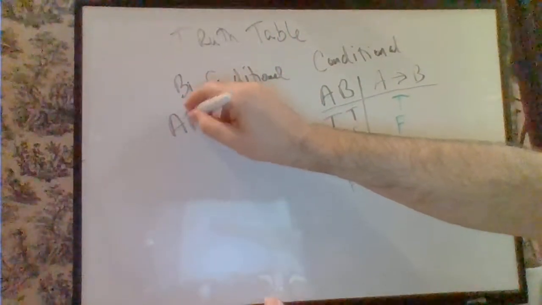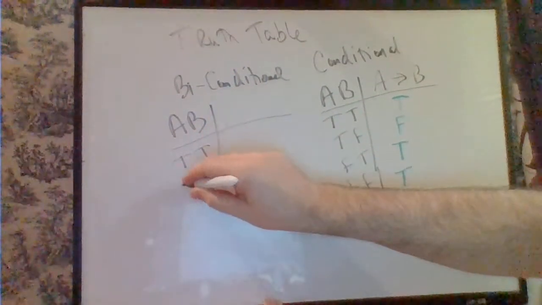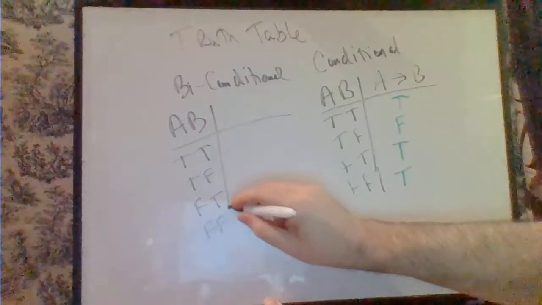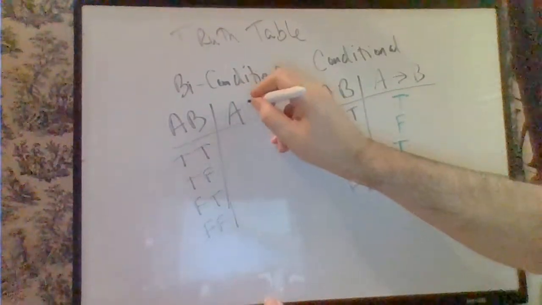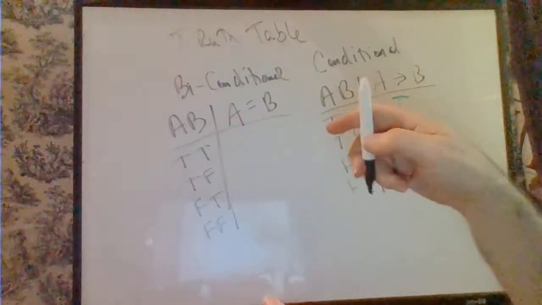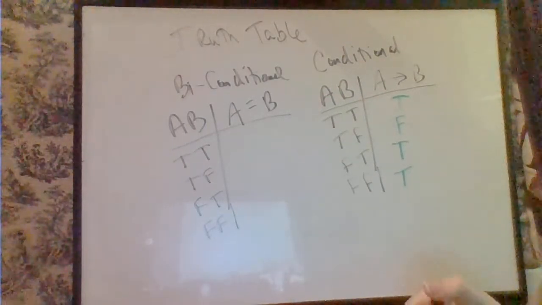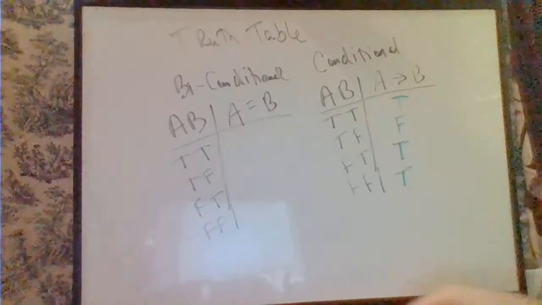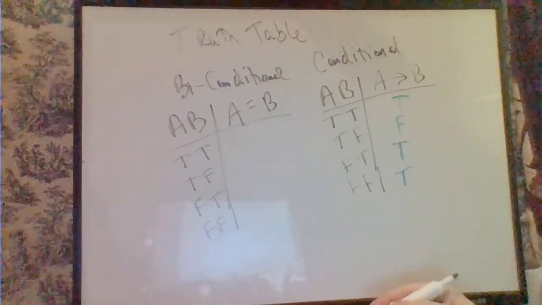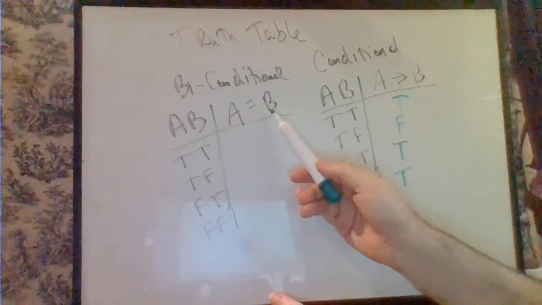Again, joining two things together. So 4 possible worlds: true, true; true, false; false, true; and false, false. A equals, or triple bar, B. Now, the reason why I like the equal sign is because it reminds you that A and B in a biconditional should have the same value. And so, very simply, if they have the same truth value, the statement is going to be true.